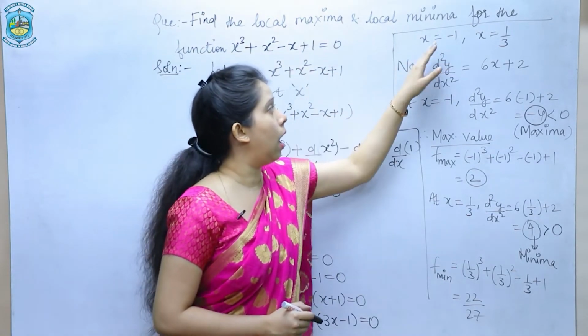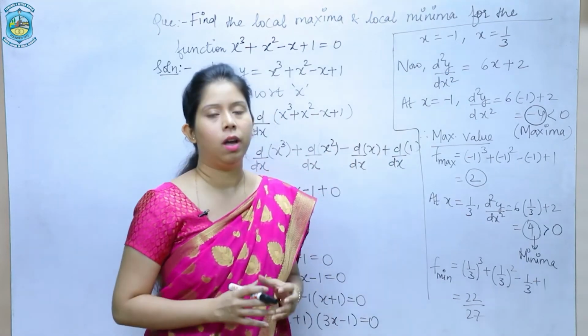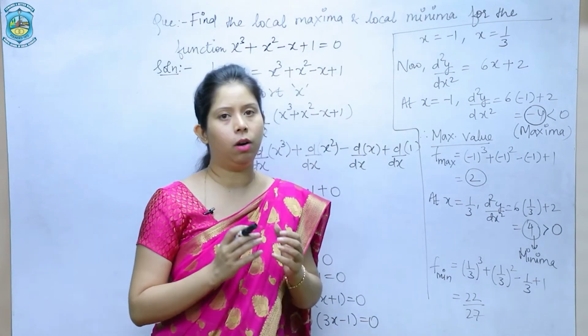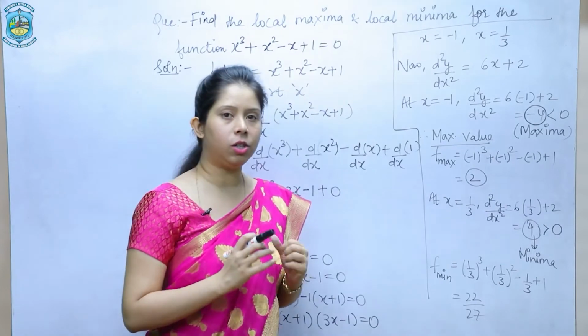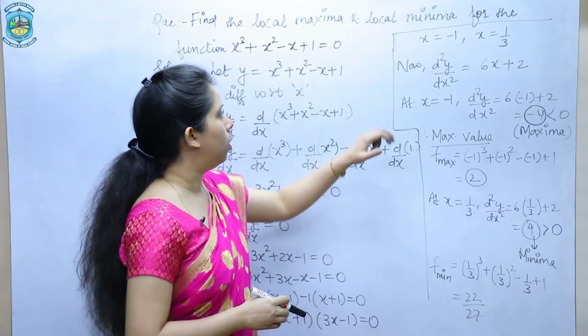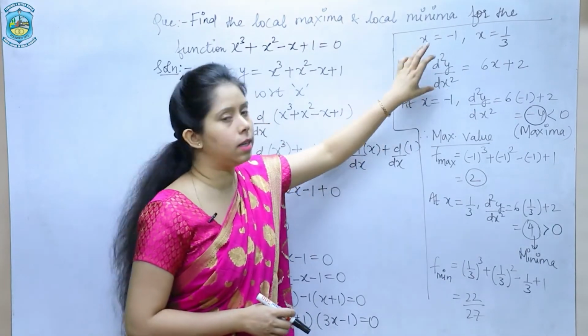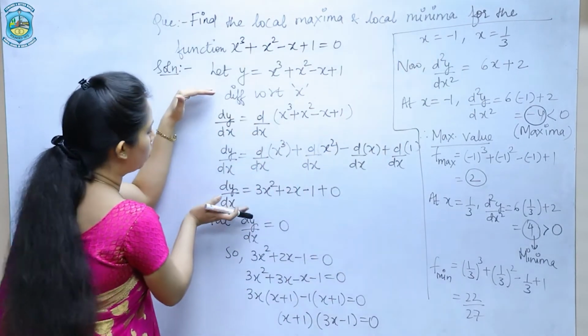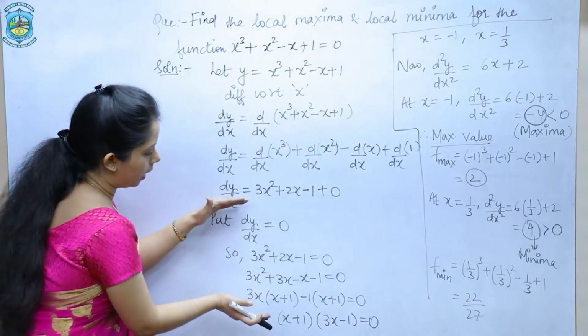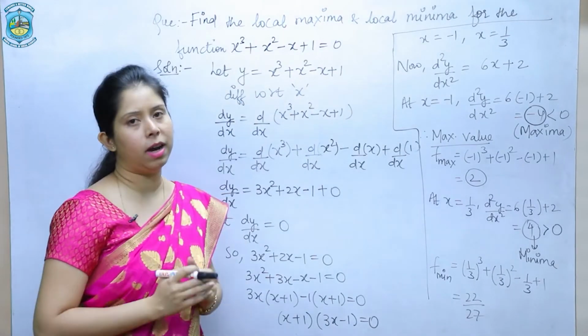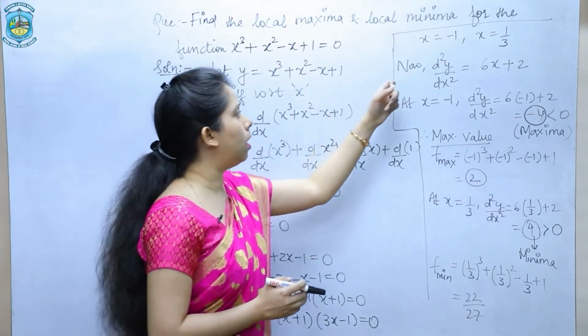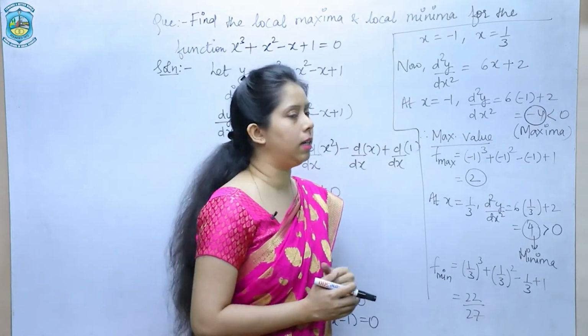So, these two are the extreme points for which we calculate either maxima or minima. Now, there is a condition for maxima and minima. For that, you will have to first find d2y by dx square. So, this is the third step. The first step was to find dy by dx. The second step was to put dy by dx equals to 0. Now, the third step is to find d2y by dx square.